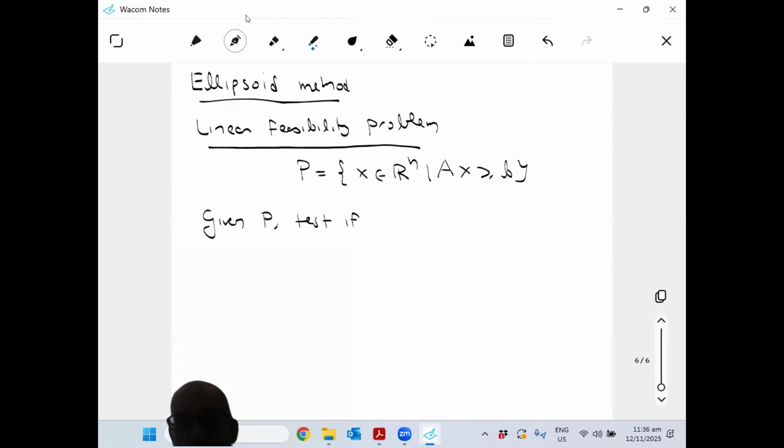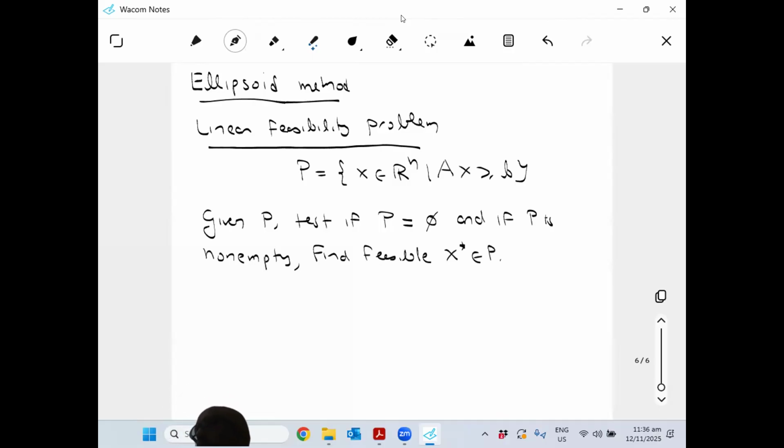test if P is empty, and if P turns out to be non-empty, find a feasible x star in P.